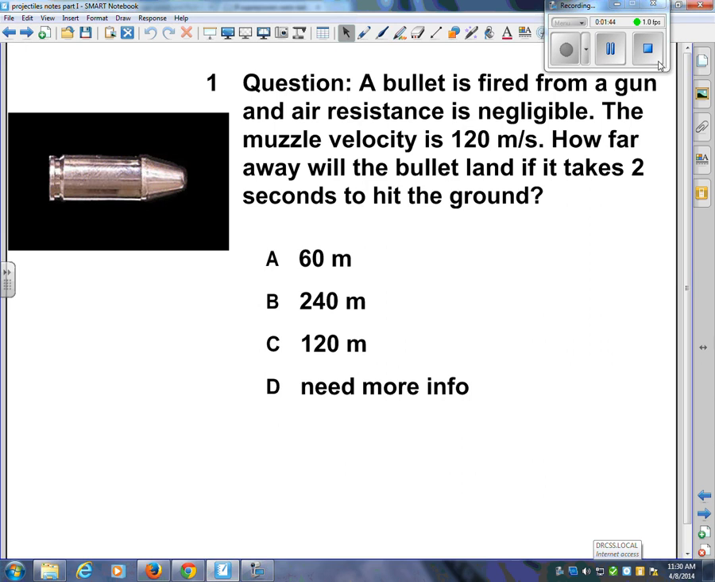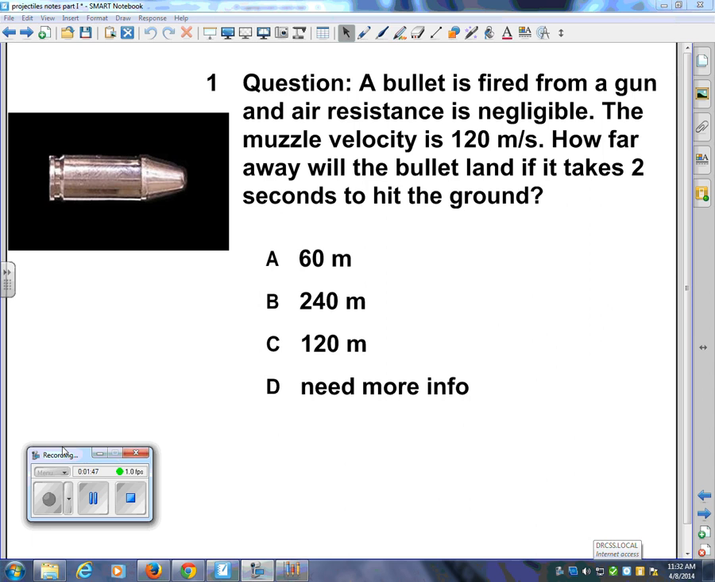Clickers. It says a bullet is fired from a gun and air resistance is negligible. In other words, we're not going to account for it. The muzzle velocity is 120 meters per second. What do you think I mean by muzzle velocity? Yeah, that's the speed with which it leaves the rifle.